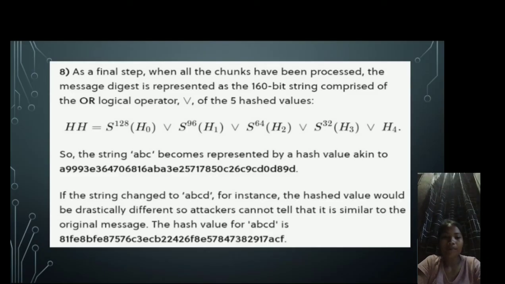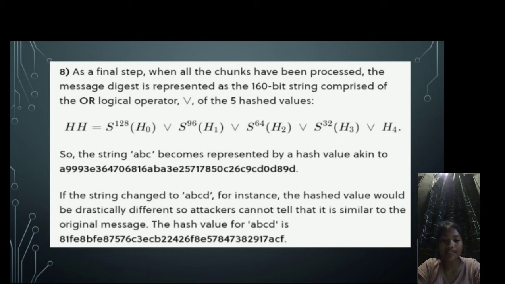As a final step, when all the chunks have been processed, the message digest is represented as the 160-bit string comprised of the OR logical operation of the 5 hash values. HH is equal to S128(H0) OR S96(H1) OR S64(H2) OR S32(H3) OR H4.